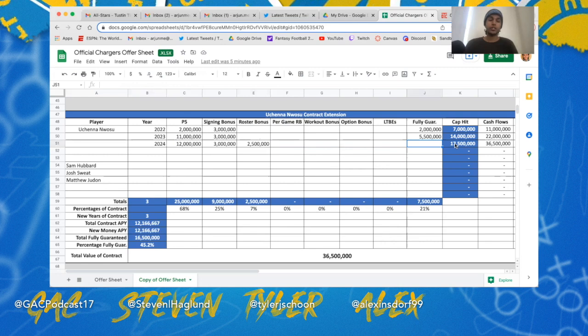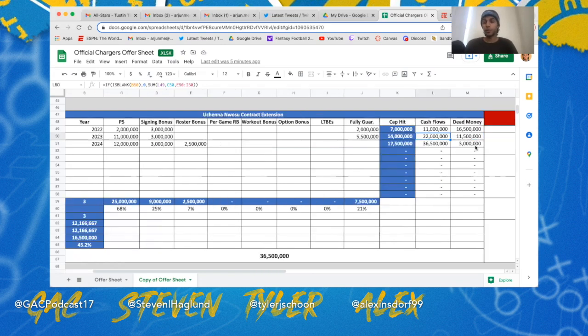This also is essentially a 2-year, $22 million deal. So if the Chargers don't feel Nwosu's producing, it's pretty much an $11 million APY with a $3 million dead cap in year three, right?